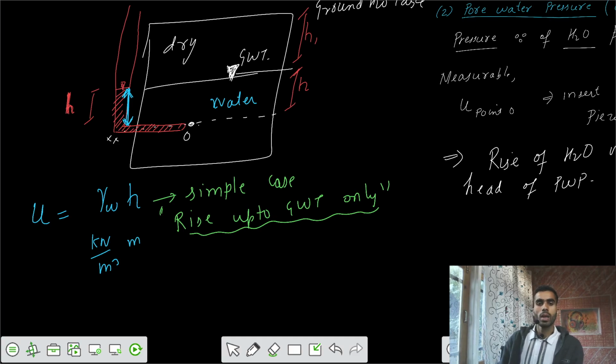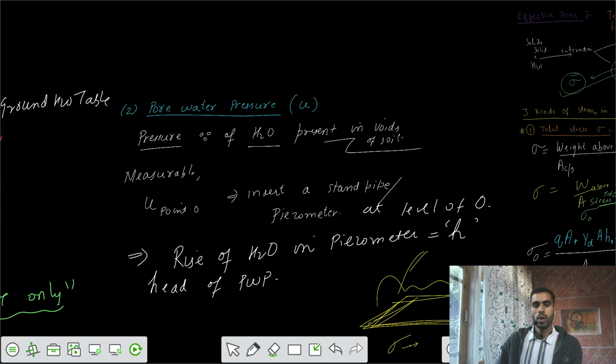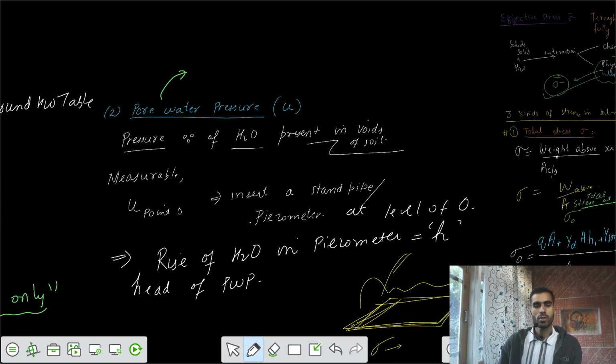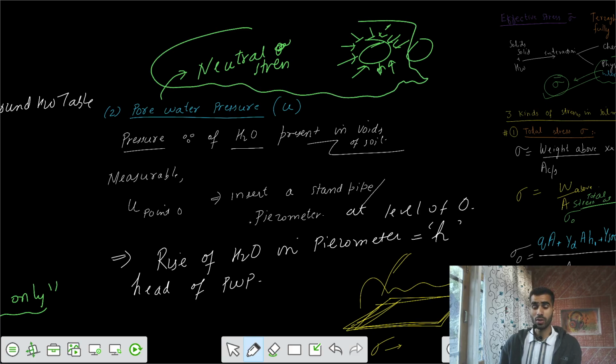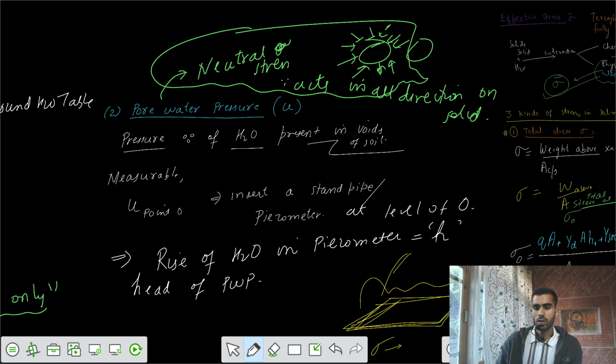This pore water pressure we also call neutral stress. As you have the soil particle, this pressure because of the water in the voids acts in all directions on the soil solid. So we call it neutral stress because it acts in all directions on the solid. That's your neutral stress.